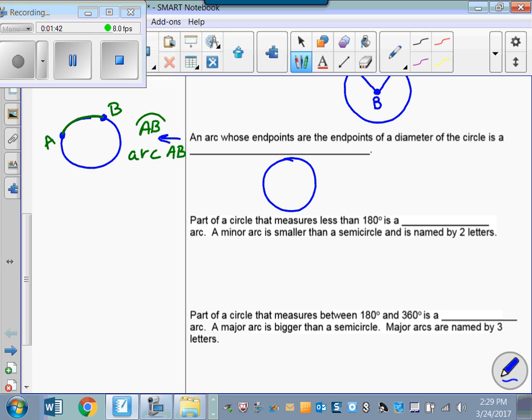Arc AB. Okay, that's what an arc is, just a part of the circumference of the circle. So if we got an arc whose endpoints are the endpoints of a diameter, so hopefully we remember what a diameter is. It's twice the radius, so of course it goes through the center of the circle. There's a diameter. So if we got an arc whose endpoints are the endpoints of a diameter, this diameter really divides the circle into two arcs, right? The green one and the red one, and each one of those is a semicircle.